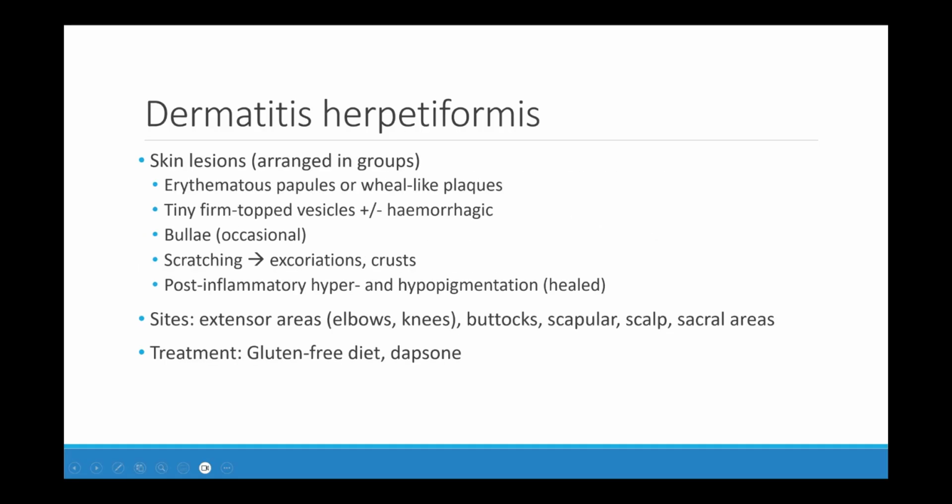The skin lesions are often arranged in groups, and these are erythematous papules or wheal-like plaques, tiny firm-topped vesicles which may be hemorrhagic, occasional bullae as well. And if the patient scratches, they have excoriations and crusts. And when the skin lesions heal, these present with post-inflammatory hyper- and hypopigmentation. Sites of predilection include your extensor areas such as the elbows and knees, buttocks, scapula, scalp, and sacral areas. Treatment is with gluten-free diet and dapsone.